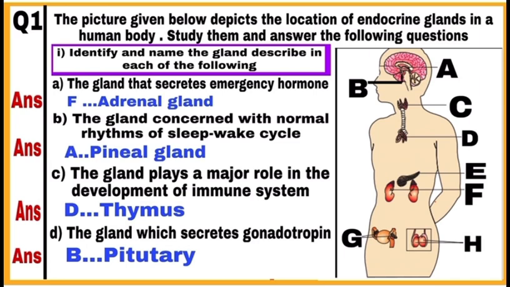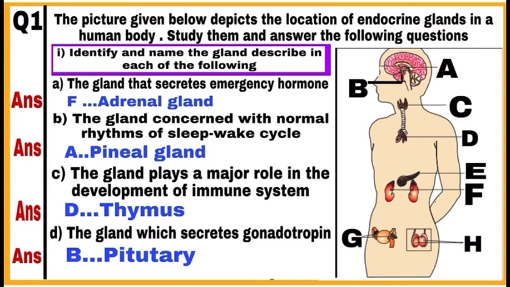B. The gland concerned with normal rhythms of sleep-wake cycle. It is A. Pineal gland जो melatonin hormone secrete करता है and it plays important role in the regulation of 24-hour rhythm of our body.